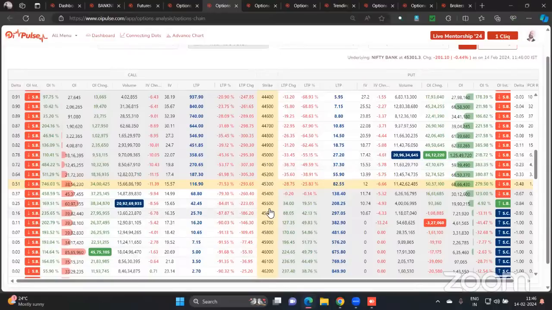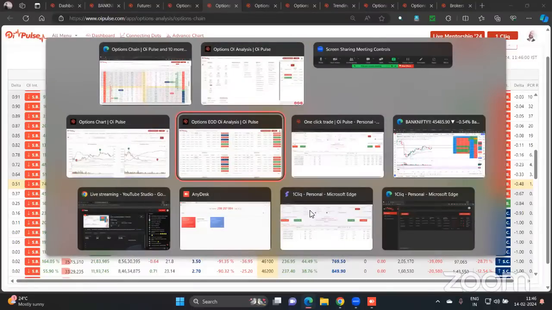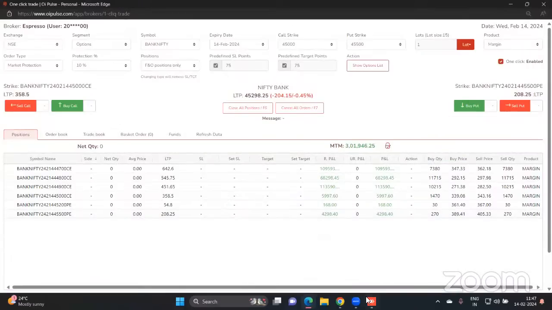Now, big resistance would be coming in at around 45,500 odd levels, and on the downside, 45,000 will act as big support. Why? Because the sellers are creating more and more positions here on the 45,000 put. So these are the two levels, between 45,000 and 45,500. If either level is violated, you will see another 500 point quick fall happening. That's the way I read this data, because the market will try to give up those levels. Okay, that's important. Now, moving back, whatever data you have seen now.